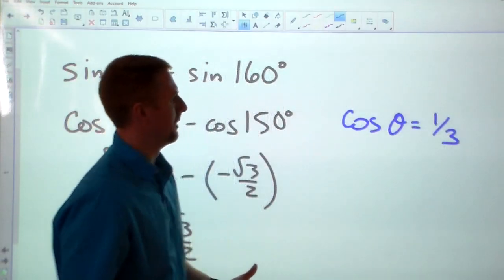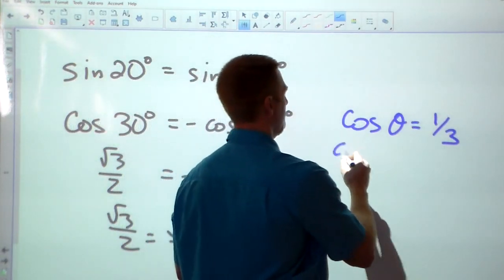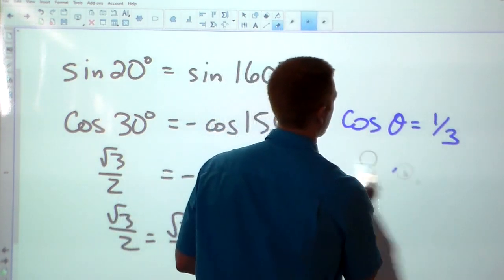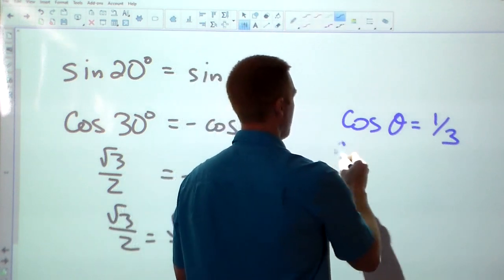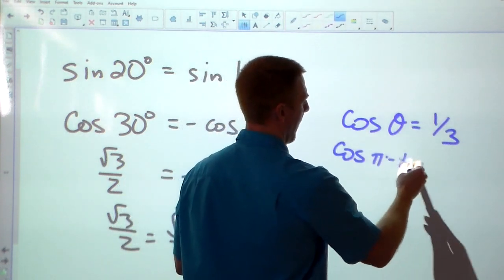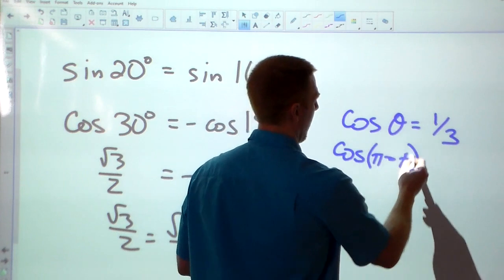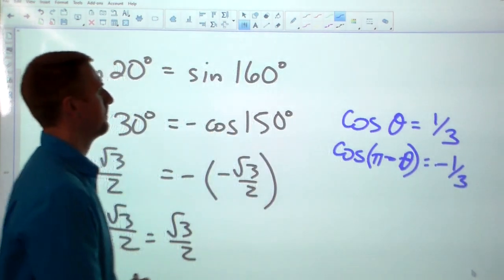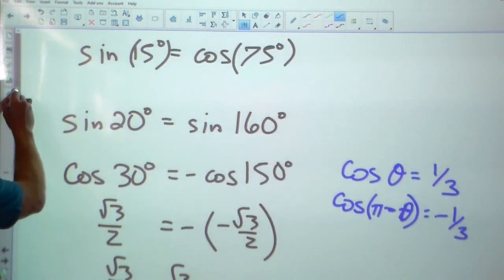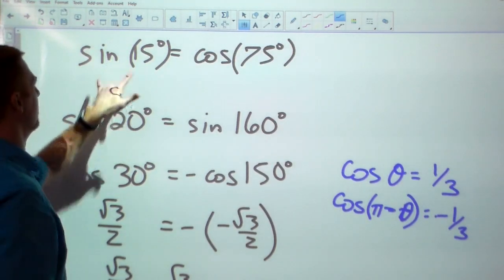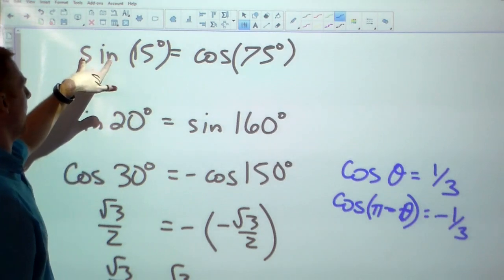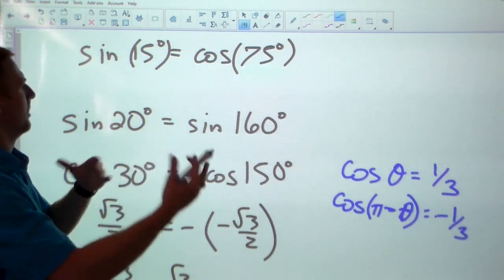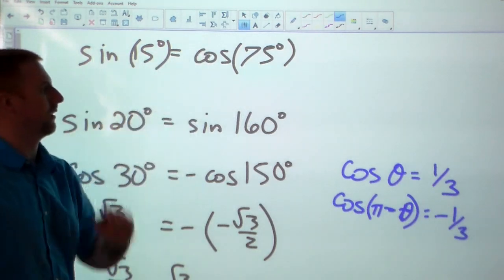So for example, if I said the cosine of an angle is 1/3, then the cosine of the supplement, which would be pi minus your angle, would have to be negative 1/3. So that's the idea. And I didn't mention it earlier, but I did add in a piece right here about the complements. If you have sine of 15, it's equal to the cosine of 75. They're kind of interchangeable. The sine of one's the cosine of the other.